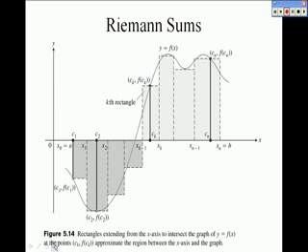Here's just a quick diagram. I think this is in your book somewhere, of Riemann sums. You can see that those intervals aren't necessarily all the same width to approximate the area under a curve. So that's a Riemann sum, just to sum that all up a little bit.